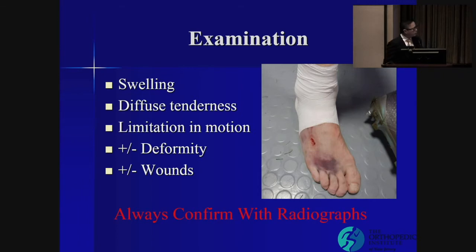So I always confirm with X-rays. If you can get weight-bearing X-rays, that's the gold standard. If you can't, then you have some stress views you can use if you're concerned with ligamentous injuries. But the bottom line is they all get X-rays, and in some injuries, if you're not sure, you get a CAT scan as well to confirm.